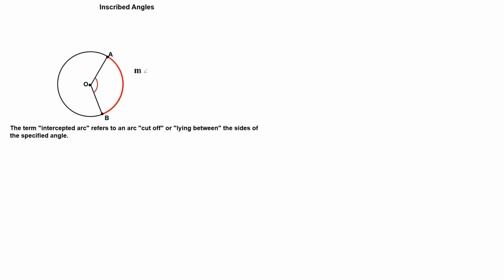The measure of the central angle is the same as the measure of the arc it intercepts. For example, if the measure of the central angle is 50 degrees, then the measure of the intercepted arc is also 50 degrees.